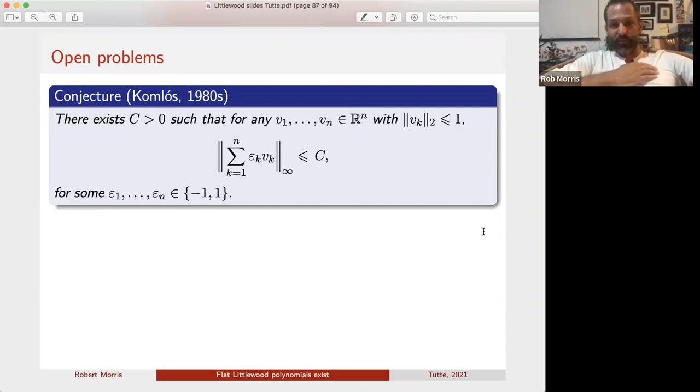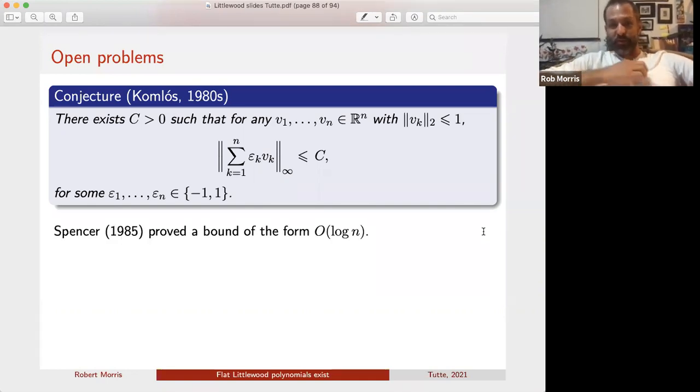The final open problem is another very well-known conjecture, but it's nice to advertise it to people who don't know it. So Komlós conjectured in the 1980s, or perhaps even earlier, that if you take n unit vectors in any number of dimensions, might as well be n, then you can find some sum and difference of them, some sum of epsilon k vk with epsilons being plus minus 1, such that the infinity norm is constant. This seems far too natural and beautiful to be unknown.